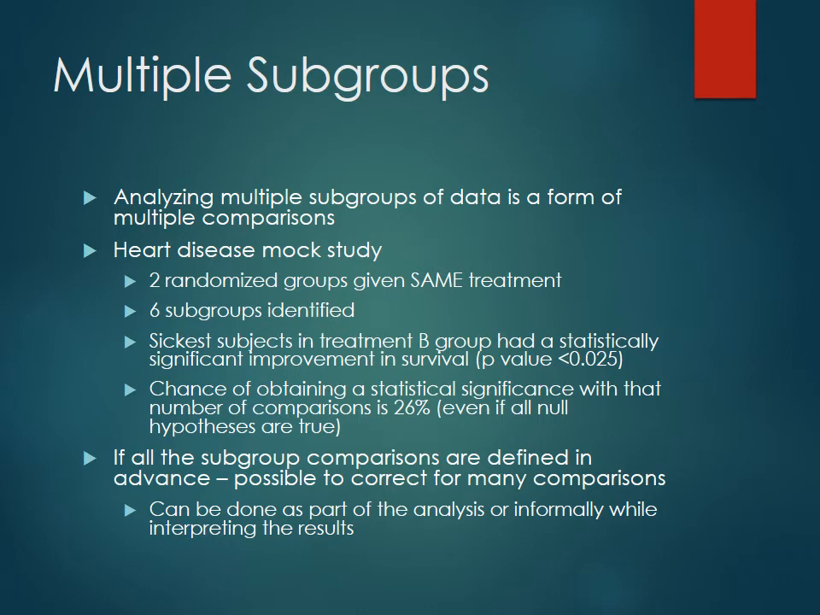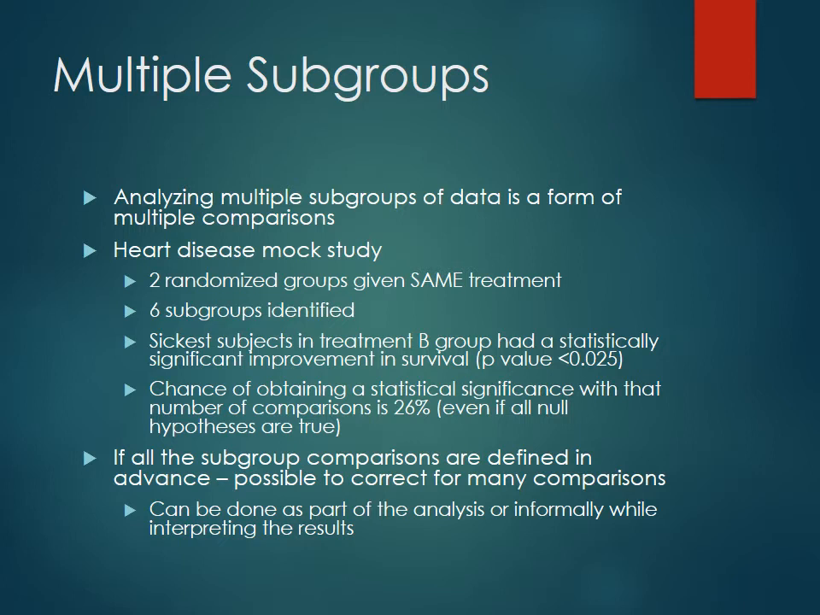You can also have multiple subgroups. Analyzing multiple subgroups of data is a form of generating multiple comparisons issues. So say, for instance, you're looking at heart disease in a mock study, and you have 2 randomized groups that are given the same treatment. And then within that group, you identify 6 subgroups. Well, let's say the sickest subjects in treatment B had a statistically significant improvement in survival with a p-value less than 0.025. So again, that would be statistically significant if our alpha is at 0.05.